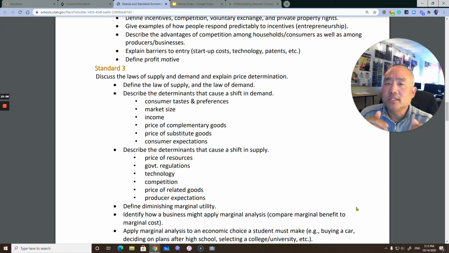When price goes down, quantity demanded goes up, and vice versa. So there's this inverse relationship. If the price goes up, or I just said that one, the opposite then would be if the price goes down, then quantity demanded goes up. So that's how that works.